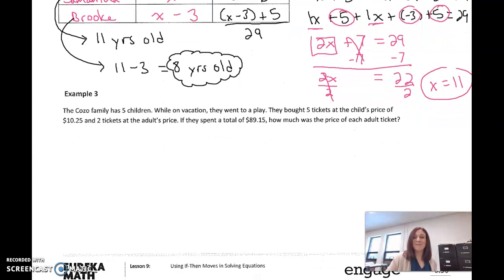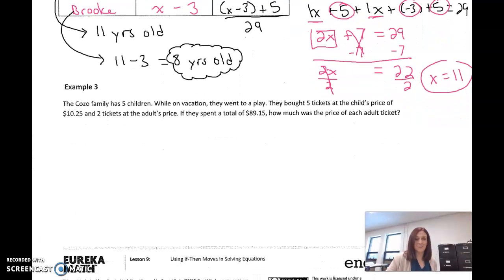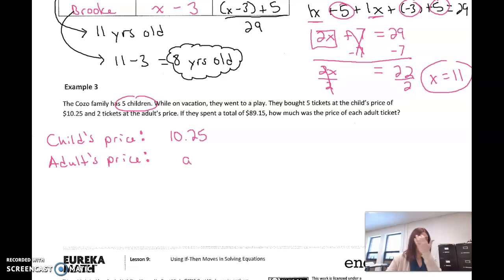The Kozo family has 5 kids. While on vacation, they went to a play. They bought 5 tickets at the child's price of $10.25 and 2 tickets at the adult price. They spent a total of $89.15. They want to know the price of the adult ticket. So we have the child's price, and we have the adult's price. It tells us that the child's price is $10.25. The adult's price, well, that's what we're looking for here. So I'm just going to call that A for adult.